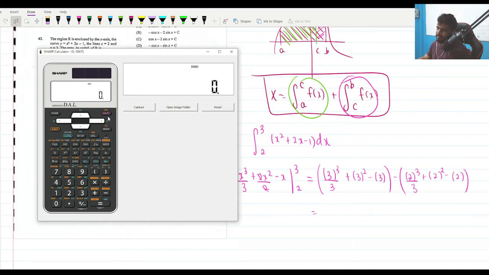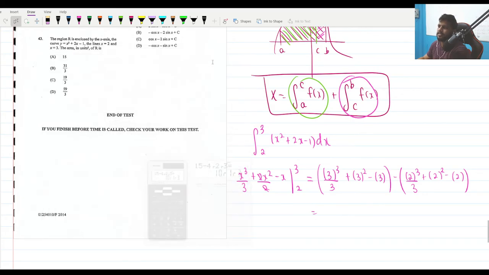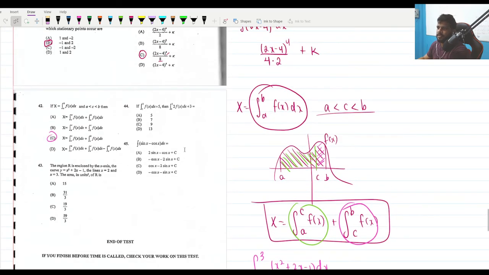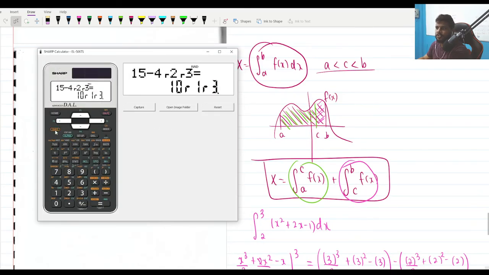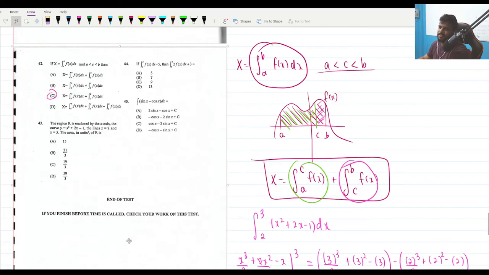My next one now, I'm going to plug it in because we start to deal with fractions. That is 8 over 3 plus 4, take away 2, and it was 15 take away 4 and 2/3. So 15 take away 4 and 2/3 is 10 and a third. 10 and a third is, if you're still unsure, 31 over 3. Answer is B.